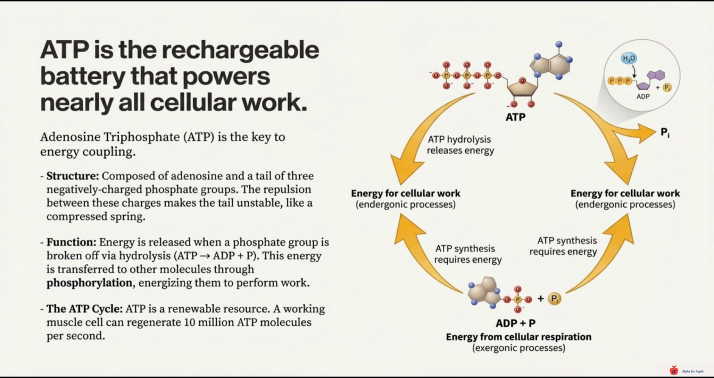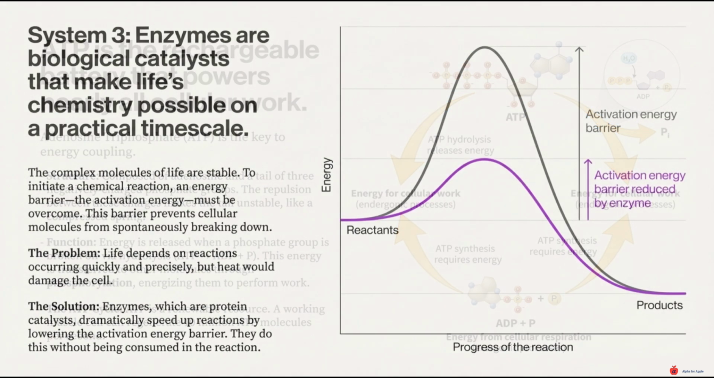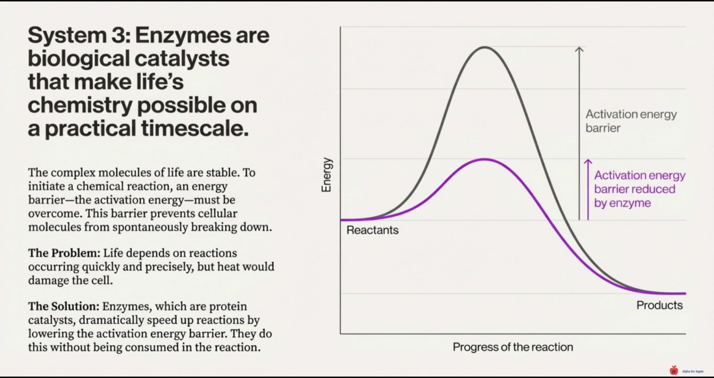Every single second, it's an unbelievably high-speed economy, which means it must need absolute control. And that brings us to System 3, the specialized workforce: enzymes. Exactly. The fundamental problem for the cell is stability. I mean, if complex molecules like DNA and proteins are so energy-rich, why don't they just spontaneously fall apart?